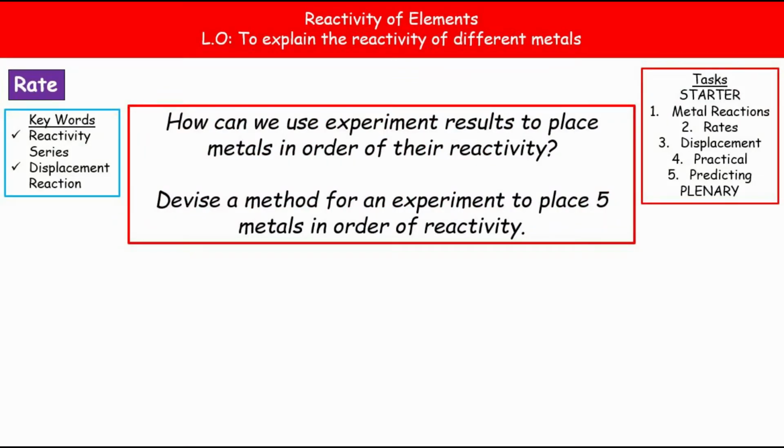So one of the things we need to be able to do is work out an order of reactivity of metals based on experiment results. So see if you can come up with a method that would allow us to place 5 metals in order of their reactivity.